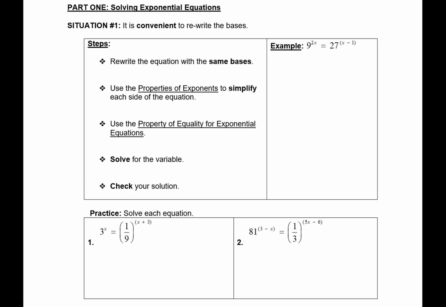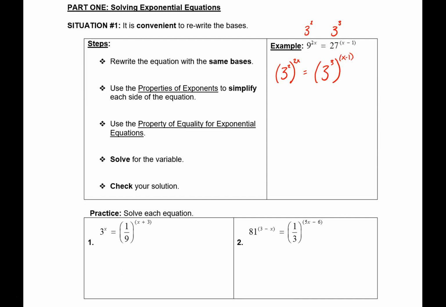So let's look at this first example. I have bases of 9 and 27. 9 is 3 squared, and 27 is 3 to the 3rd power. So I'm going to rewrite each of those bases. I'm going to write 3 squared raised to that 2x power is equal to 3 to the 3rd raised to that x minus 1 power.